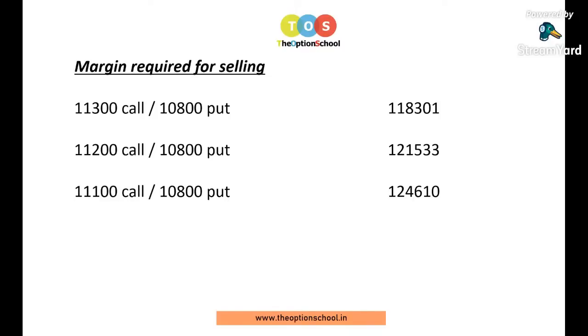But when I say 11,100 and 10,800, obviously the amount of loss which 11,100 can have can be slightly higher, and 10,800 put may not be able to fulfill that. A slightly higher margin is required. See, if I am selling 11,100 call with 10,500 put, if I'm making my put very far away, the chances of the market touching 10,500 can be low, but still the margin required is high because 10,500 put will not be able to cover the loss of 11,100 call as efficiently as 10,800 put can.